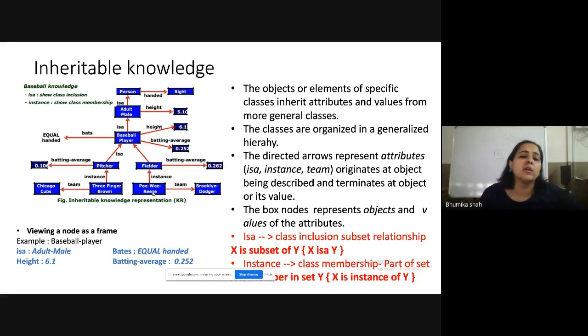Now we are talking about another class. They are Three Finger Brown and PV Reese, pseudonyms for specific players. A player has the specific pseudonym Three Finger Brown, and another player has the pseudonym PV Reese. So there are two players with these pseudonyms. Okay, now these two players are members of the teams Chicago Cubs and Brooklyn Dodgers. So the attribute we have used for describing that team membership is team. So Three Finger Brown belongs to the team Chicago Cubs and PV Reese belongs to the team Brooklyn Dodgers.